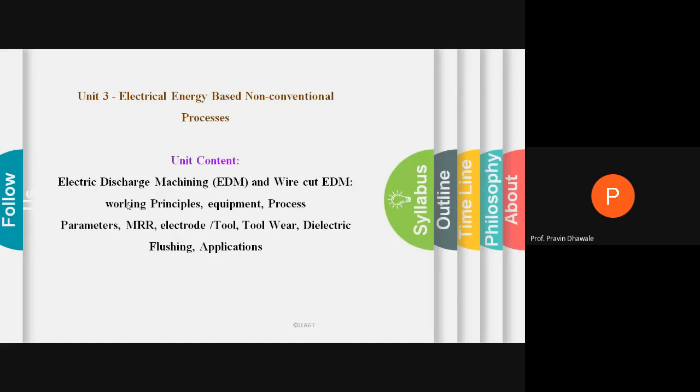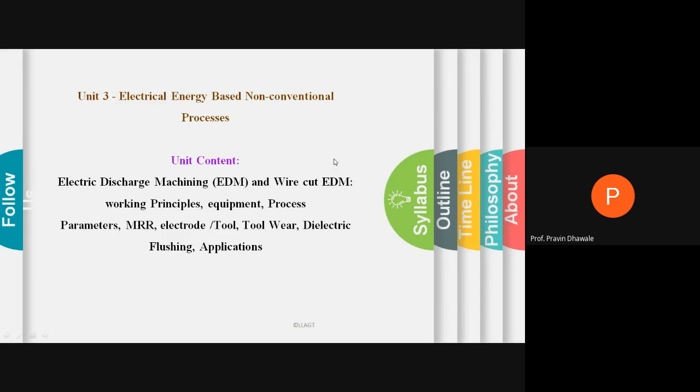What is the material for the tool or electrode, what is the concept of tool wear, and what do you mean by dielectric flushing? It means we are using a dielectric medium between the tool and the workpiece, and it plays a role in removing the material after machining by using the dielectric fluid. It is called dielectric flushing. Where is this EDM machine to be used, for which kind of workpiece material, and where can we use the wire cut EDM process?